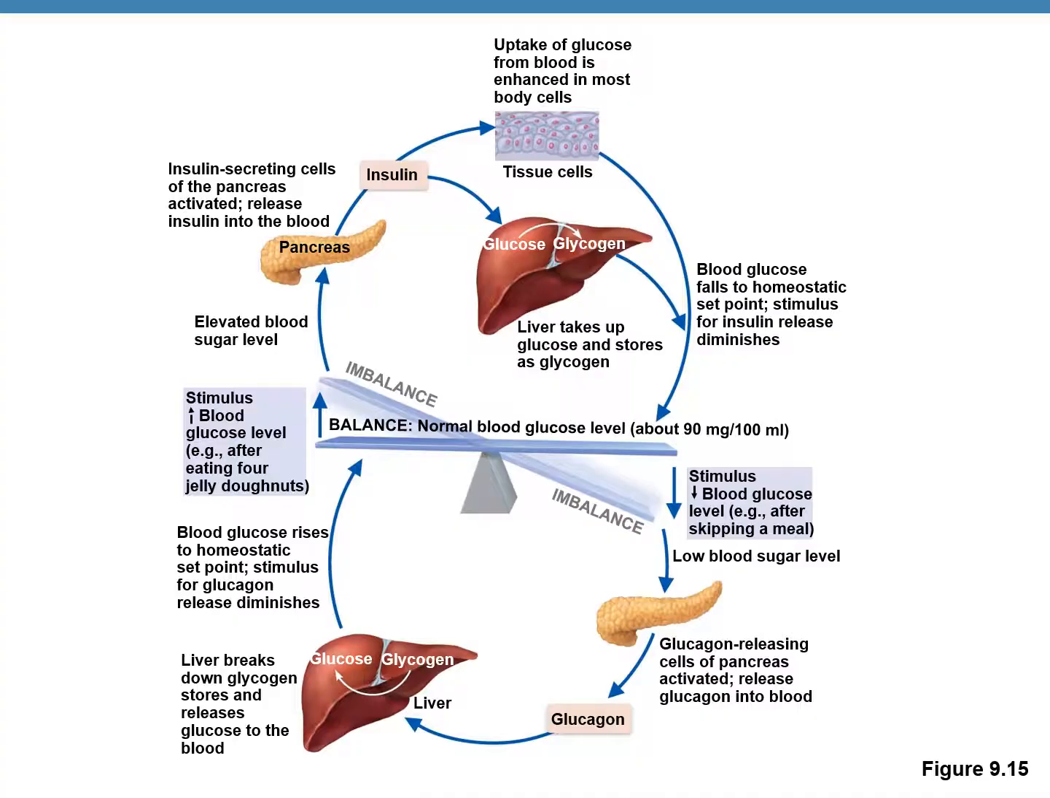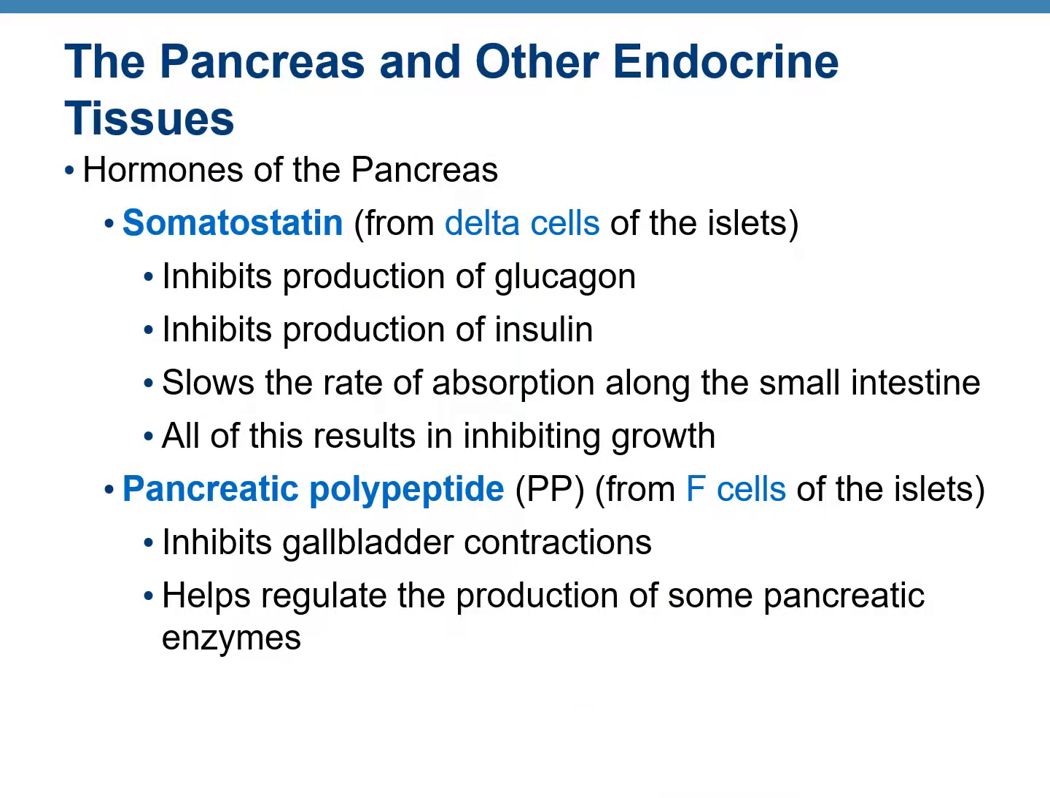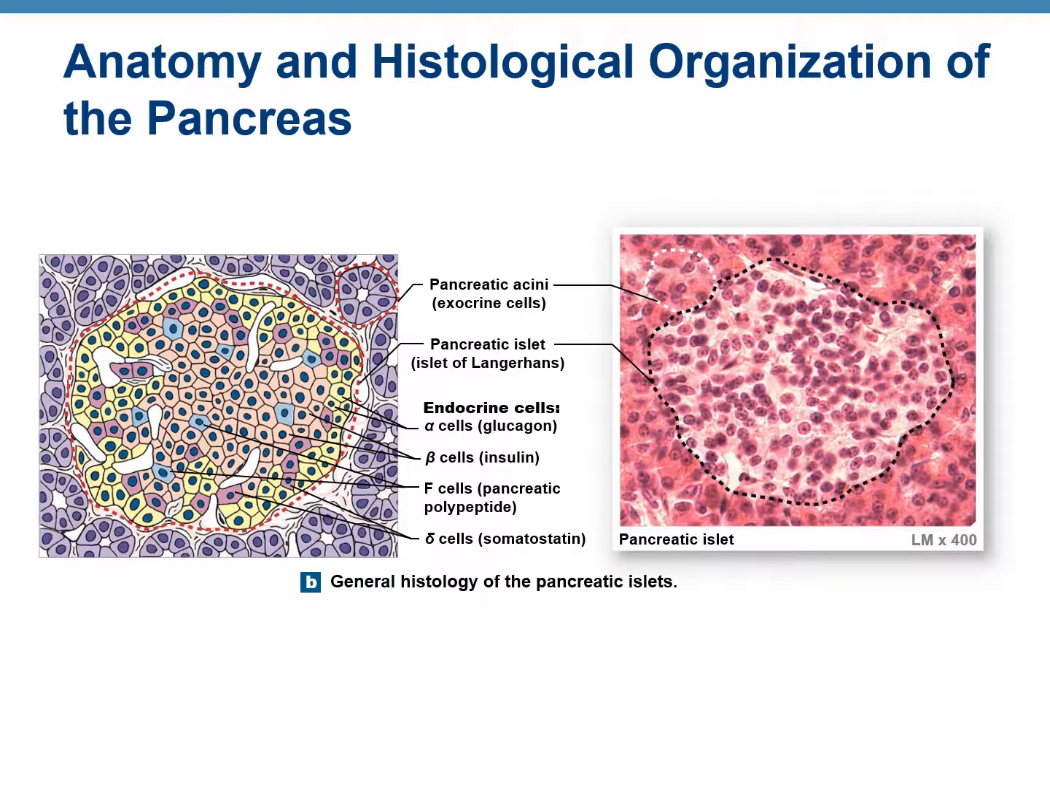The delta cells secrete the hormone somatostatin, which inhibits the production of glucagon and insulin. And the F cells of the islet secrete pancreatic polypeptide, which inhibits gallbladder contractions. Another figure showing the histological organization of the pancreas.